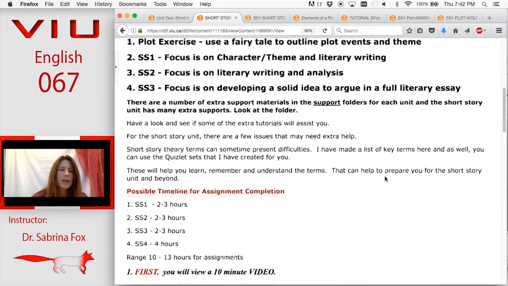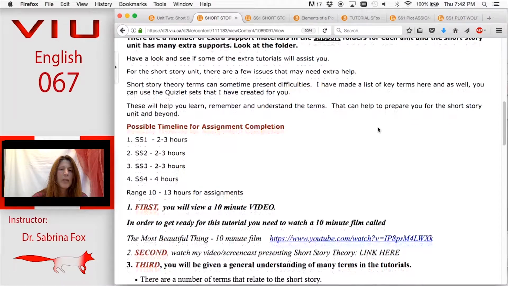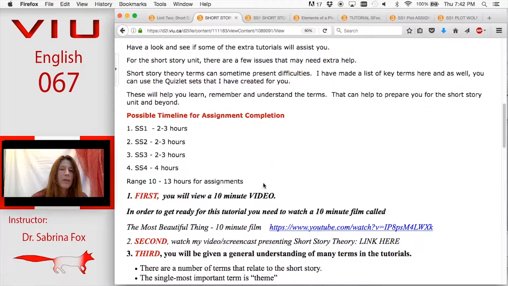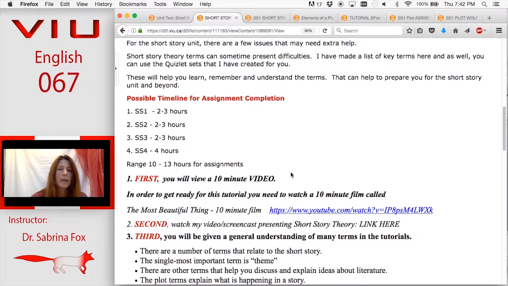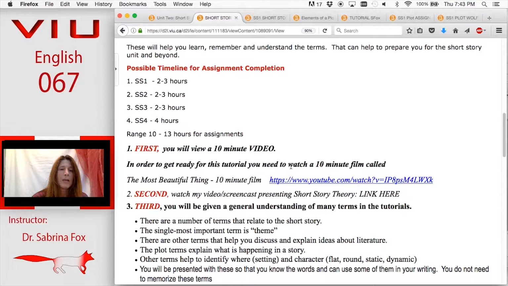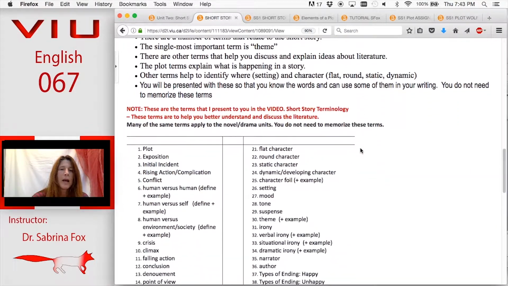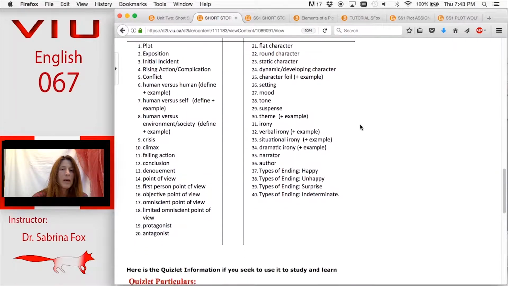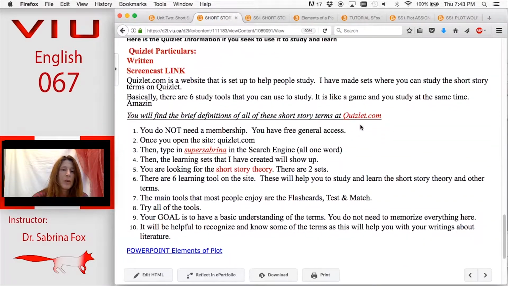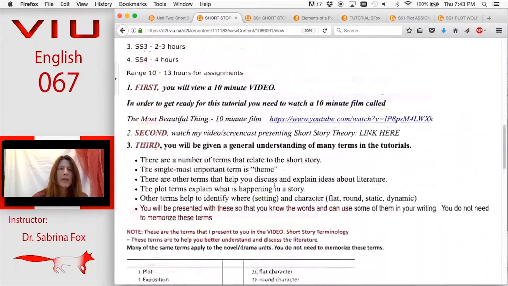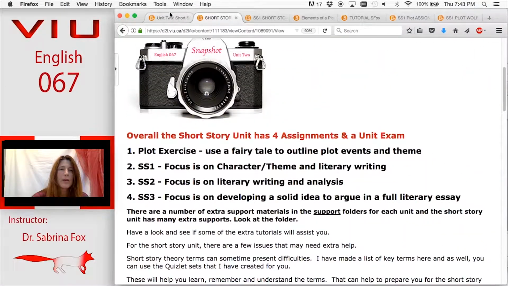As well, there's suggested timelines for each assignment, and basically all the assignments and everything in the unit could range within 10 to 13 hours to do the whole thing. So we'll talk about budgeting your time and figuring out a plan as well. Then there's a tutorial using a short film. These are the short story terms that we're going to look at. And then this is one way that you could potentially study them using Quizlet, and I've created some sets there for you.